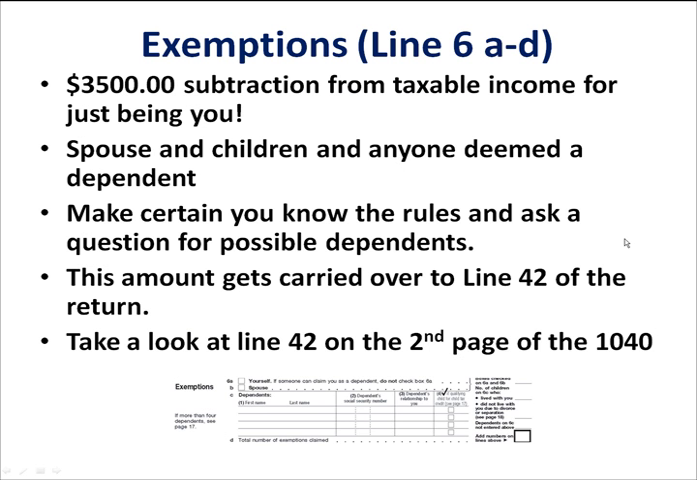Exemptions, you literally subtract $3,500 in 2008. You subtract that from your taxable income just for being you. Spouse and children and anyone deemed as a dependent would be another $3,500. So make certain you know the rules and ask any questions for possible dependents.